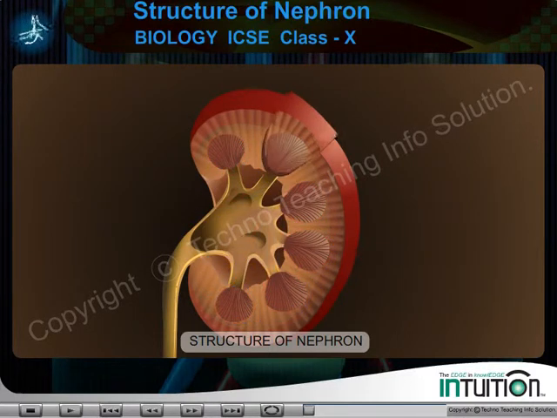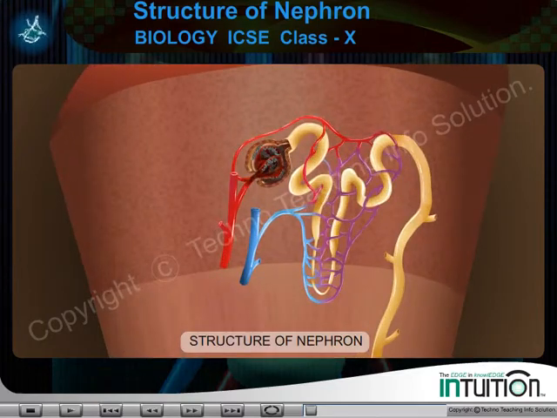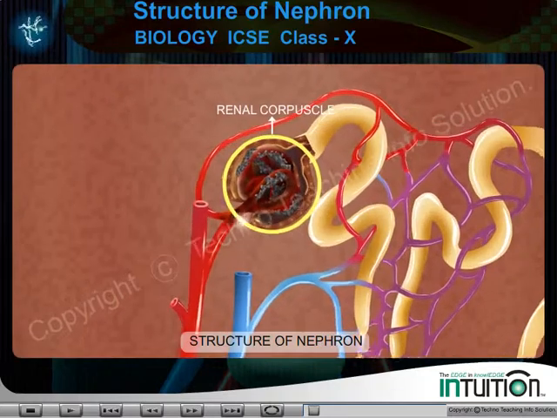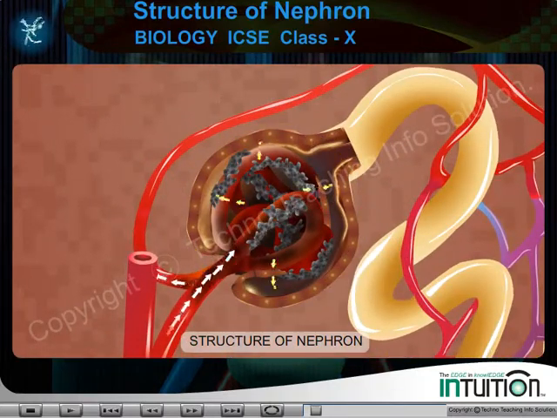Nephron. It is the structural and functional unit of kidney. Each nephron consists of two parts. A. Renal corpuscle or Malpighian corpuscle. It is the part of nephron where blood plasma is filtered. It is present in renal cortex region.